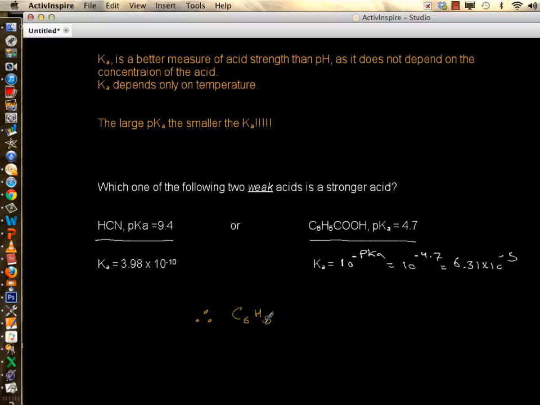So C6H5COOH is a stronger acid compared to hydrogen cyanide.